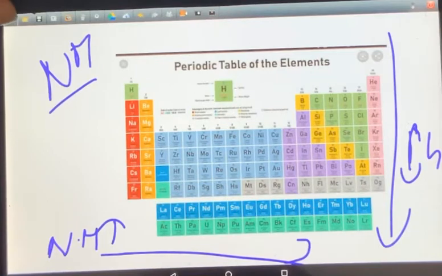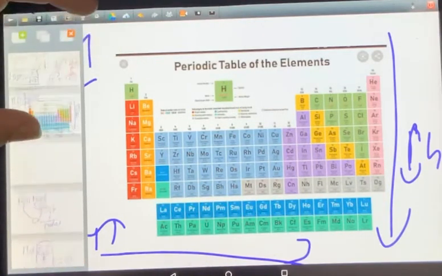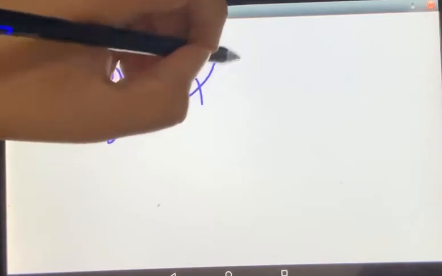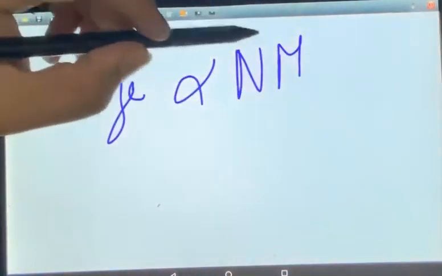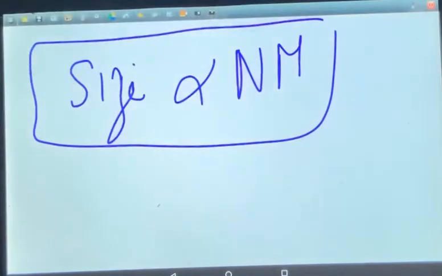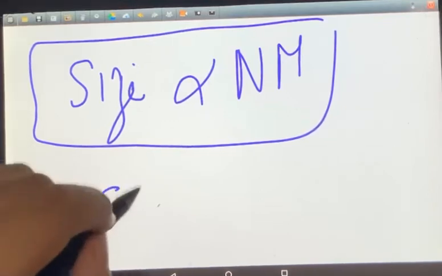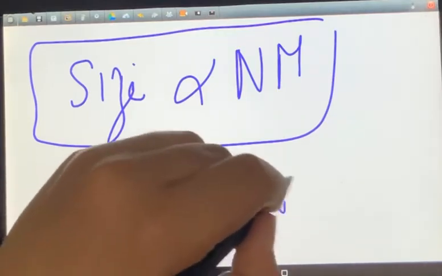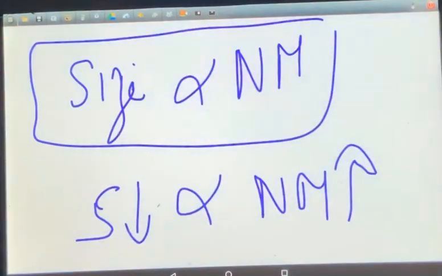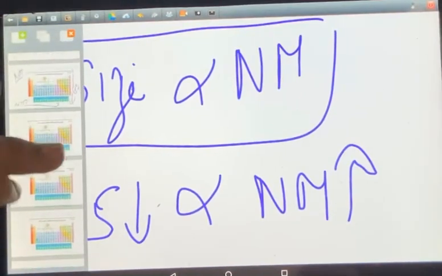And because of that, one more result we can draw from here: size is proportional to metallic character, and metallic character is inversely proportional to non-metallic character. So from which we can infer that the size too is inversely proportional to non-metallic character. Okay, that means the more the size increases, the more the metallic character increases, and the more the non-metallic character will be reduced. So the smaller size prefers a better non-metal. Okay, so if I have a smaller size, I will prefer a better non-metal. Okay, that is the result.